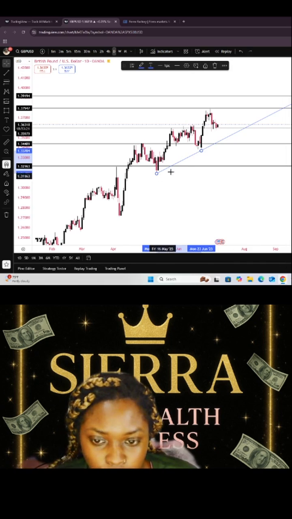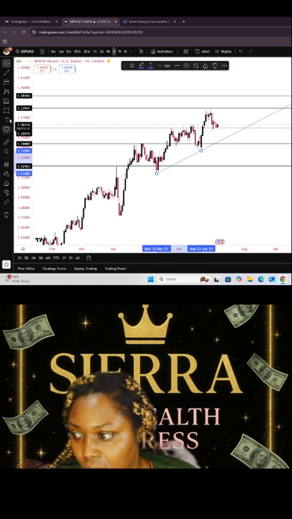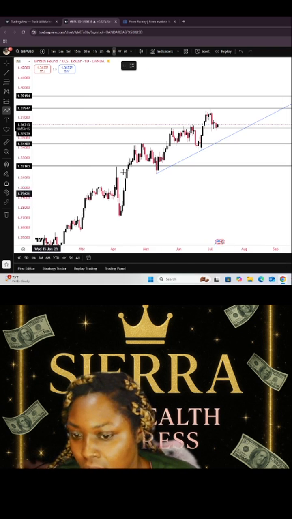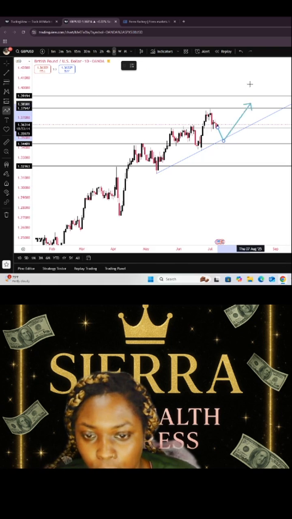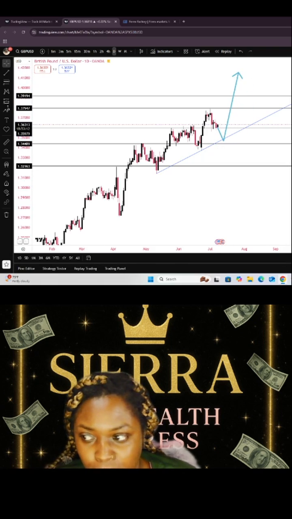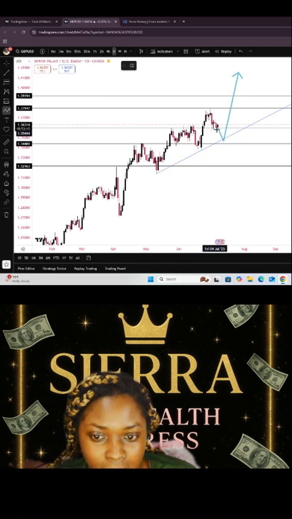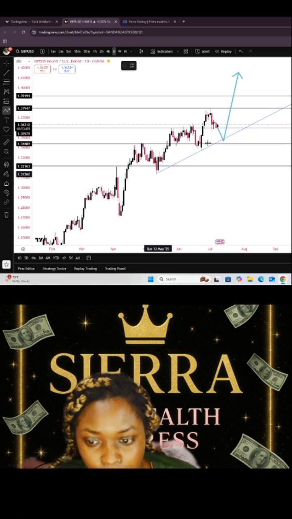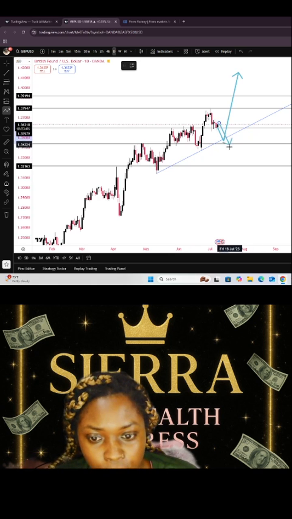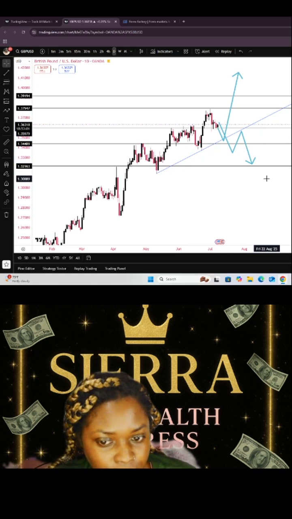Okay, we're going to draw it out into the future because the next time price comes to this trend line, I want to see price buy. Okay, and if price doesn't buy, we just treat it as a vertical support and resistance zone. Price comes through it, retests, and sells. Okay.